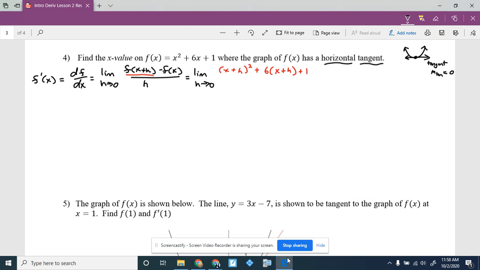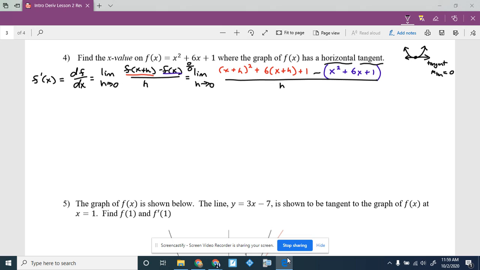Okay? So then it would be minus f of x, so minus x squared plus 6x plus 1. But since f is more than one term, I need these parentheses. I have to subtract the entire thing. And then all of this is over h. And if I was to go ahead and put 0 in for h now, I'm going to get basically this minus itself up top, which is 0, and on the bottom I get 0. I get an indeterminate form.